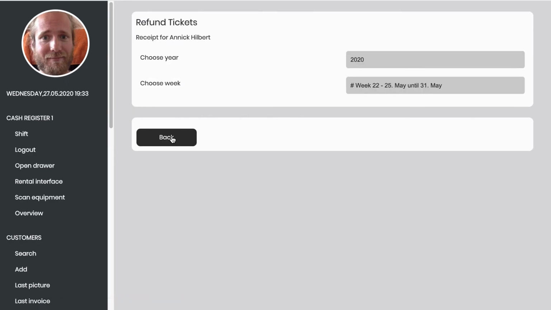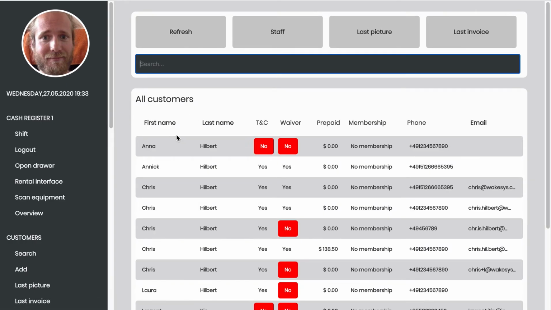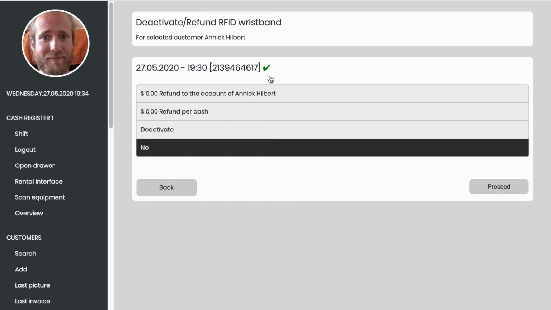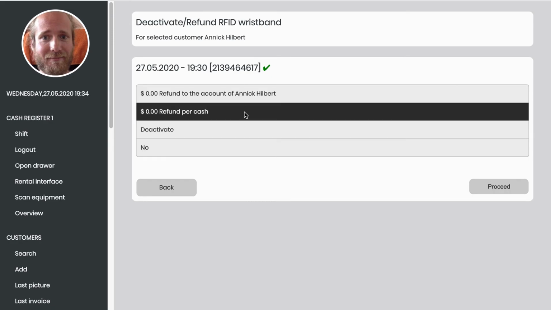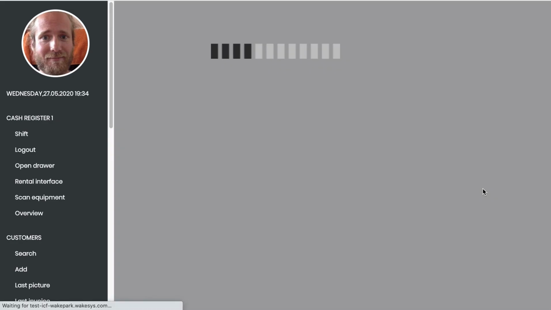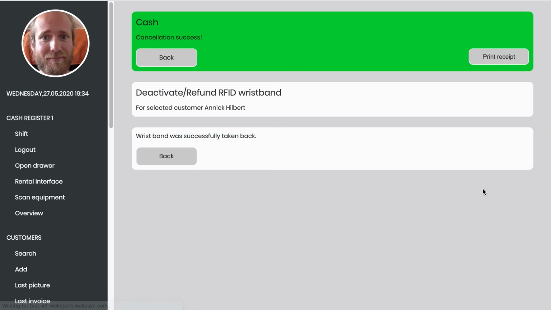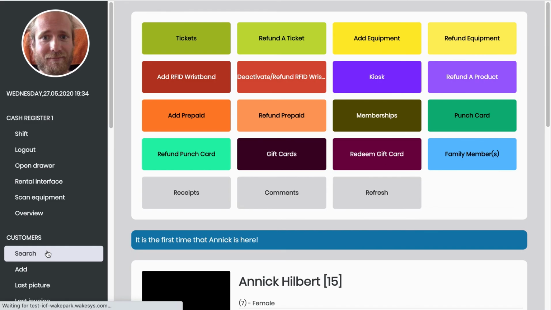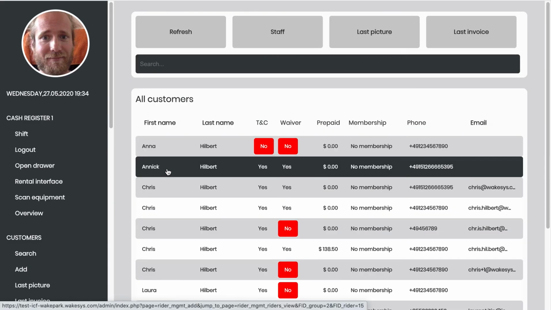Then you want to refund as well the RFID wristband for that customer, because that's something they paid as well. So refund, deactivate wristband, refund in cash. And next you also want to go to the father and refund all his transactions.